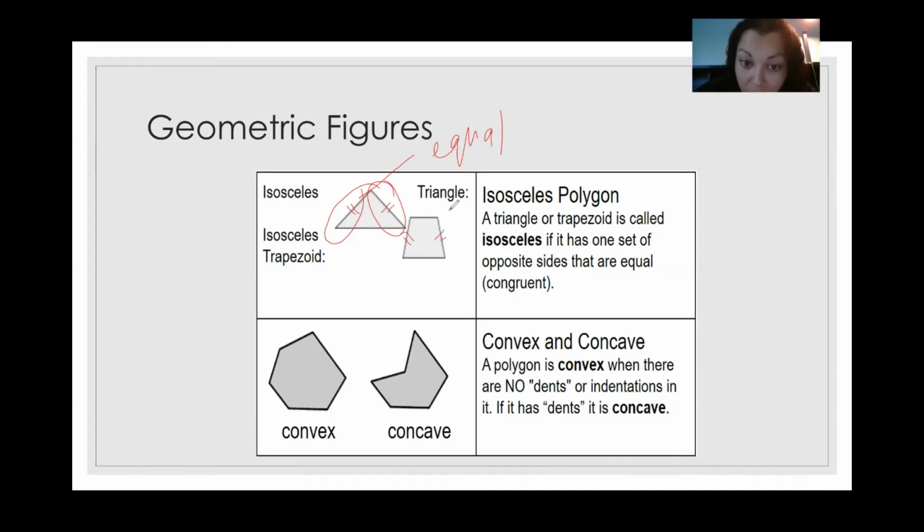They have the same angle. So these 2 angles are the same. These 2 angles are the same. So those indicate that they are isosceles. Again, one set of opposite sides are equal.